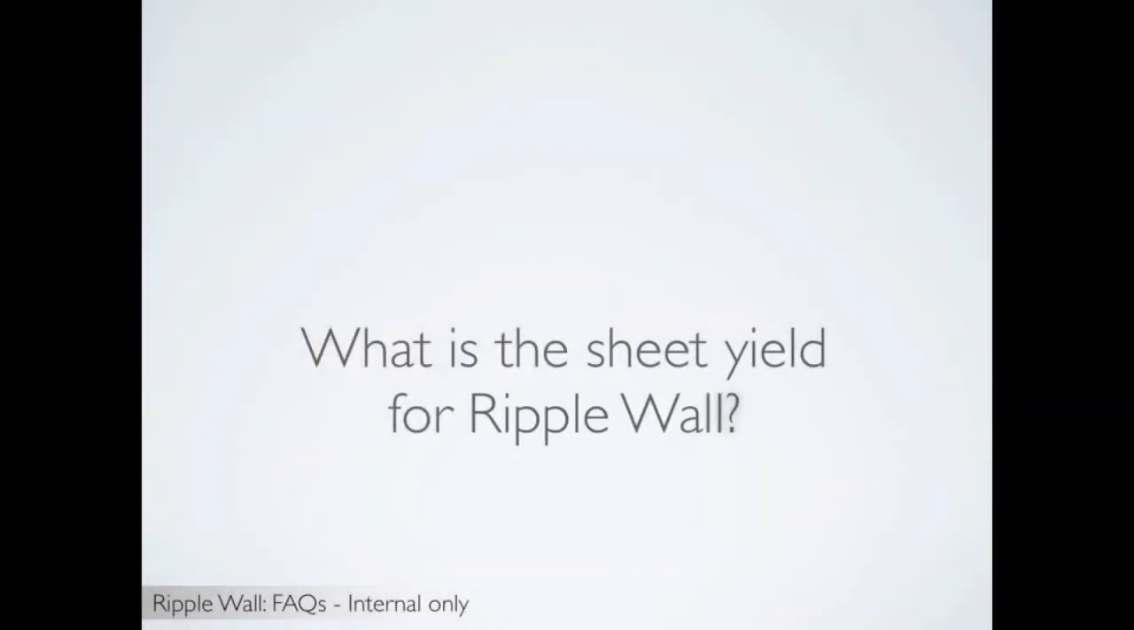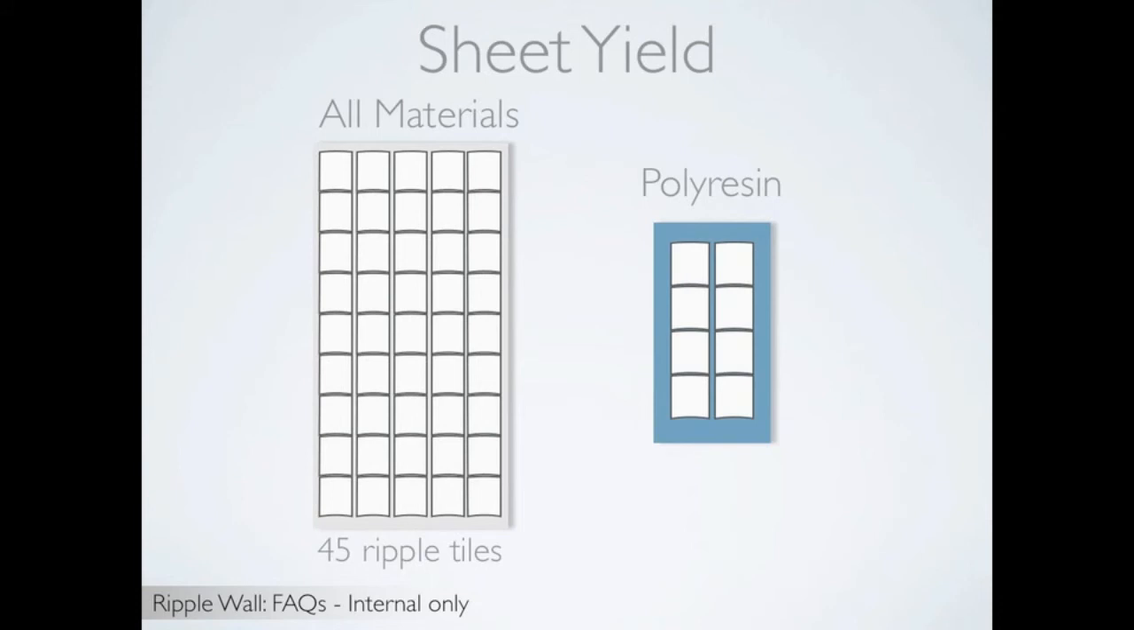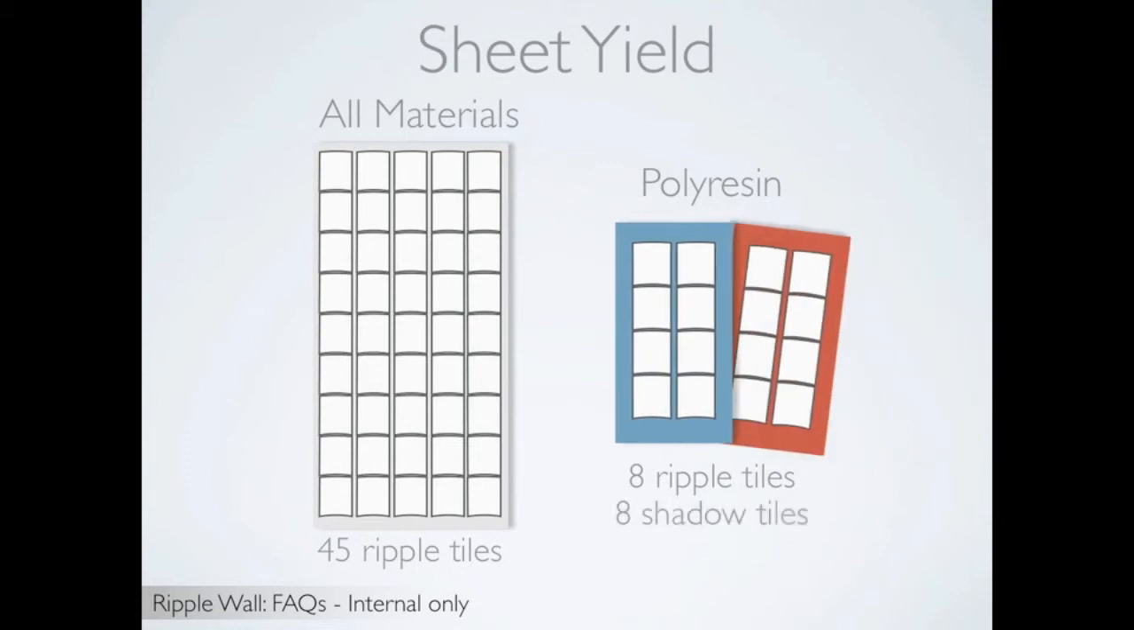What is the sheet yield for Ripple Wall? When it comes to sheet yield, all of the materials except for polyresin come in a 4x8 sheet and yield 45 ripple tiles per sheet. Polyresin comes in a 2x4 sheet and yields 8 ripple tiles per sheet. Finally, for shadow tiles, the sheet yield will be 8 shadow tiles per polyresin sheet.